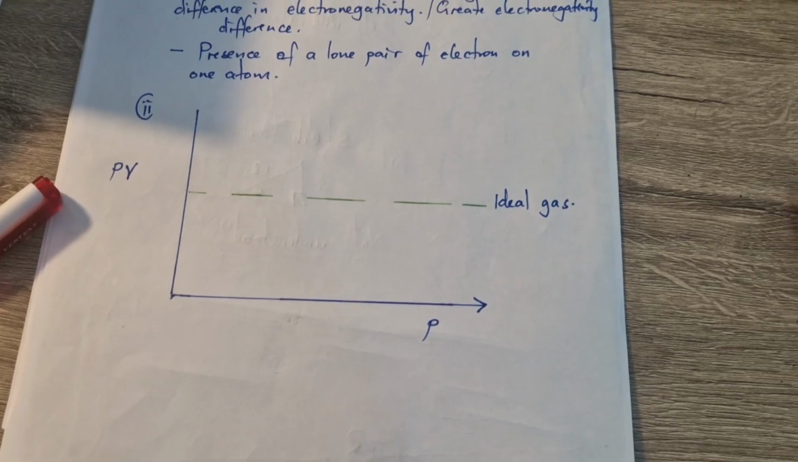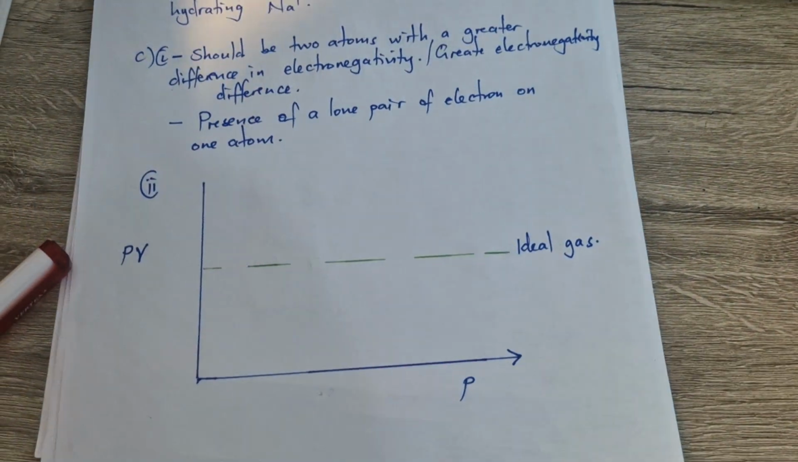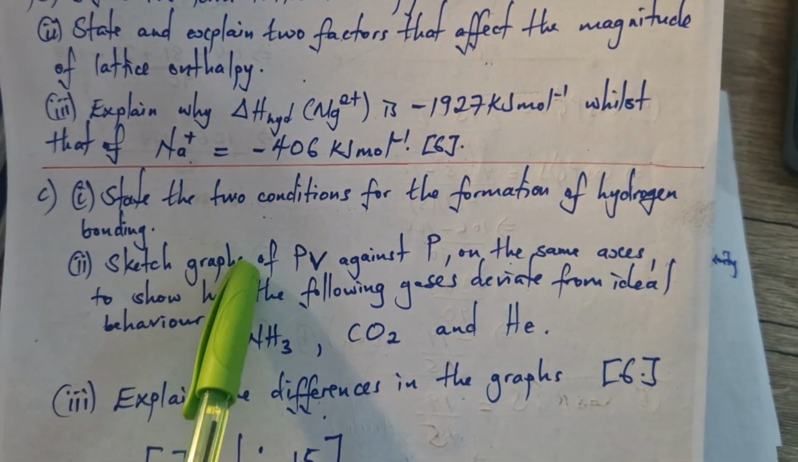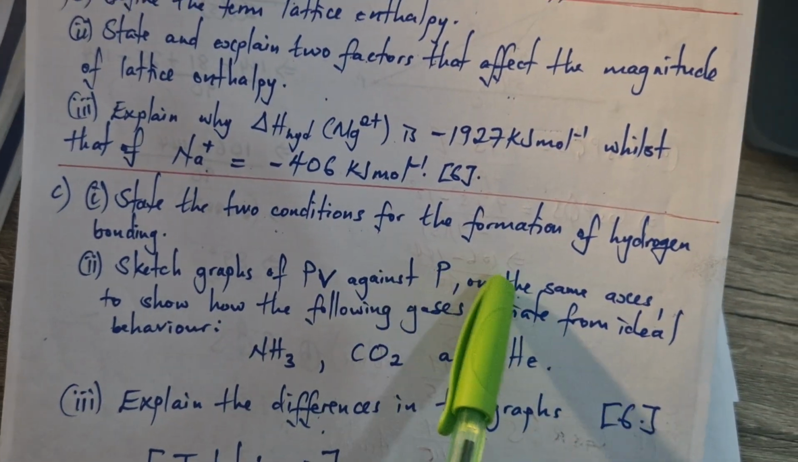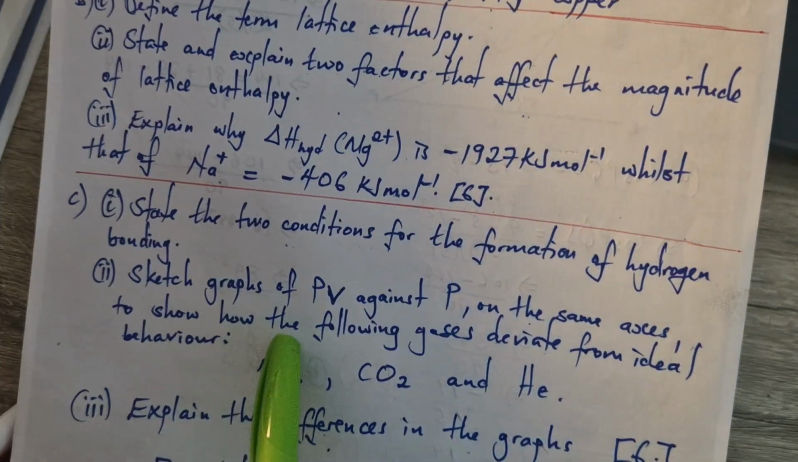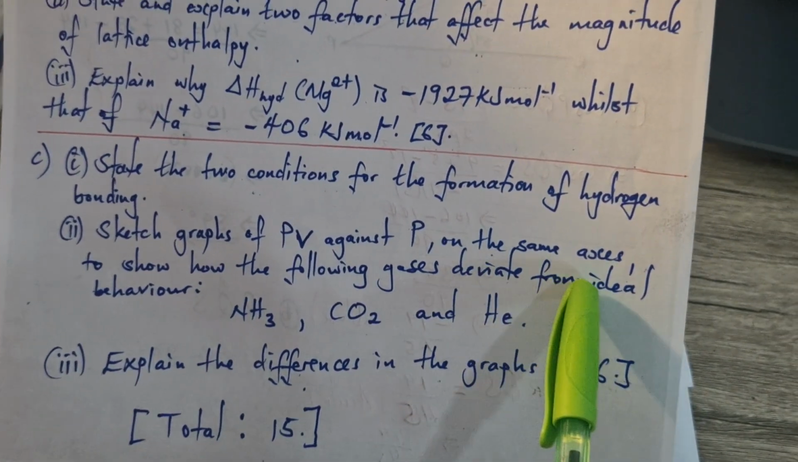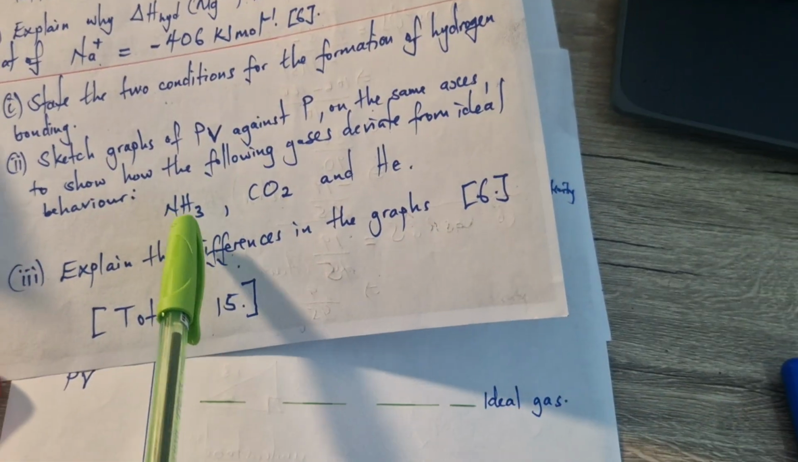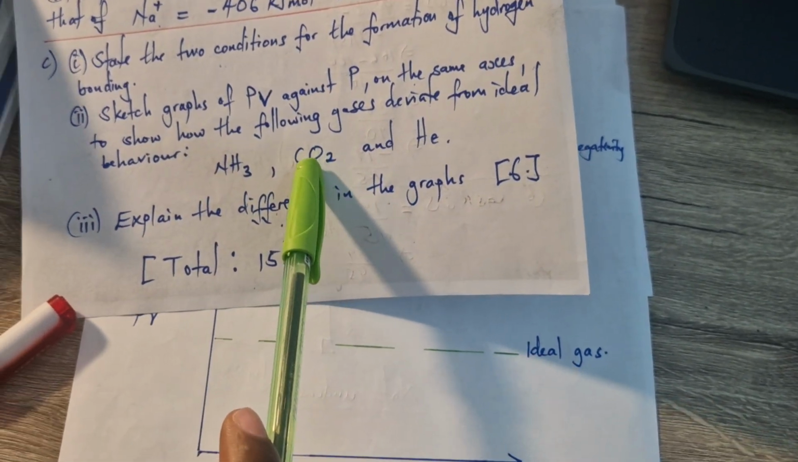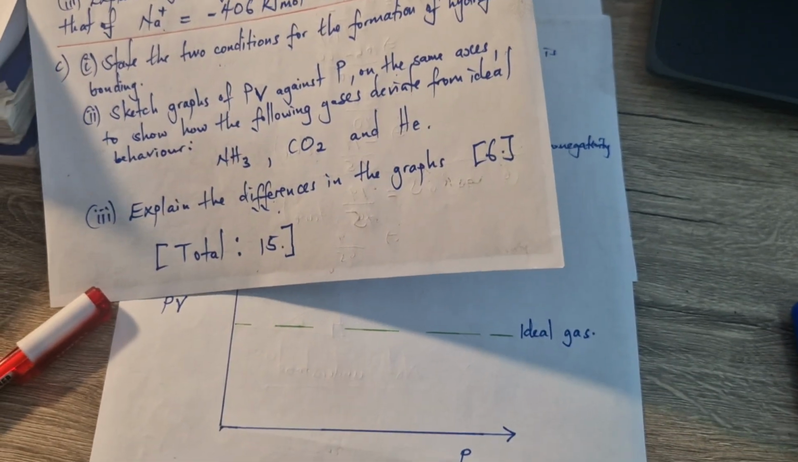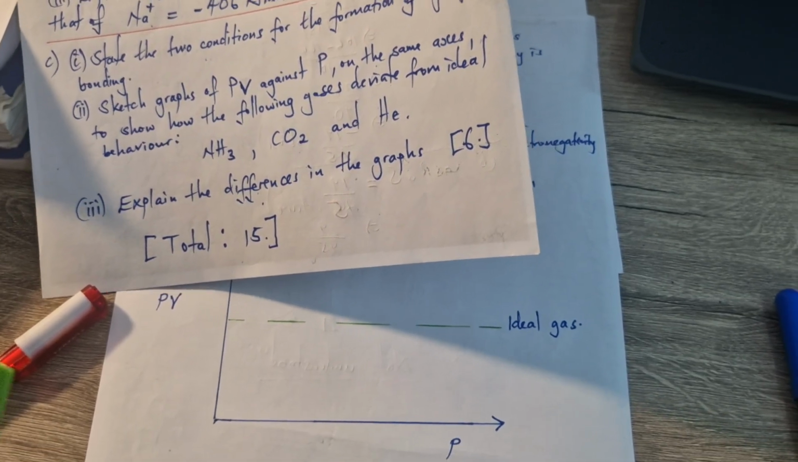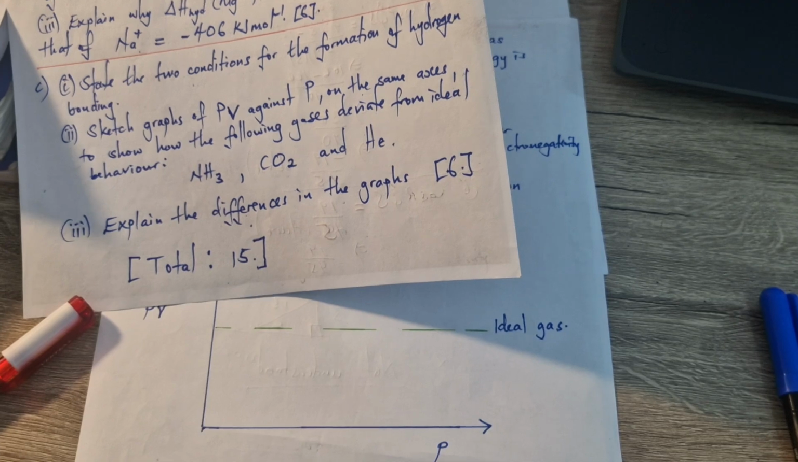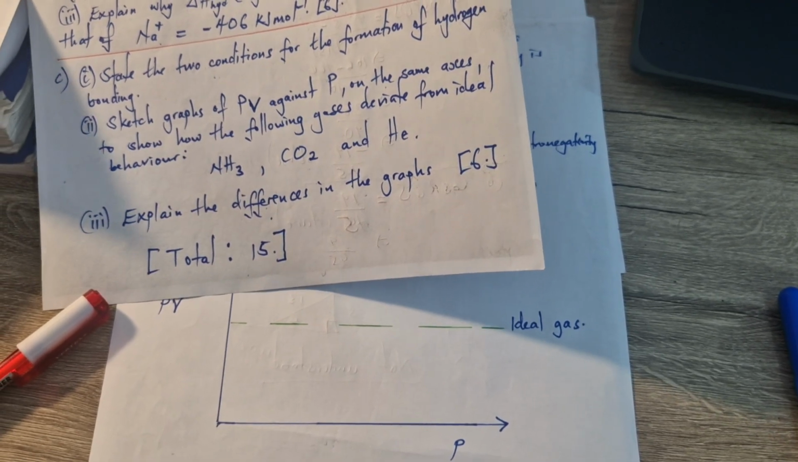All right, so our question was saying sketch graphs of PV against P on the same axis to show how the following gases deviate from ideal behavior. The gases are ammonia, carbon dioxide, and helium. Among these gases, we can say that helium is in group 8.